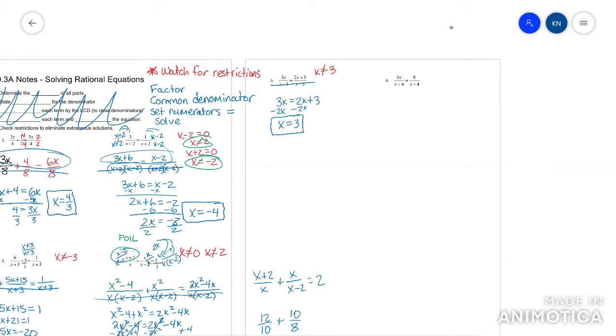and you'd move on with life, but you can't have a value of 3. So it gets tossed, and it's actually no solution.